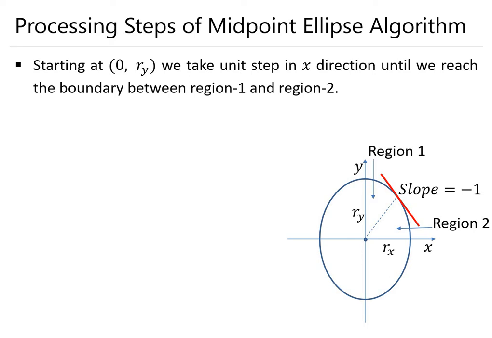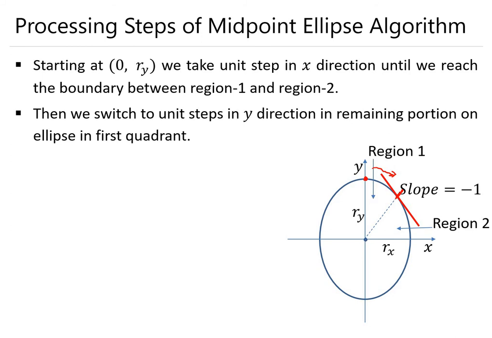So starting at (0, ry), we will start from here. We take a unit step in the x direction until we reach the boundary between region 1 and region 2. So if we start from here, we will go this way, in the x direction, until we stop at this particular boundary. Then we switch to a unit step in the y direction for the remaining portion of the ellipse in the first quadrant. After that, from here, we will take unit steps in the y direction.